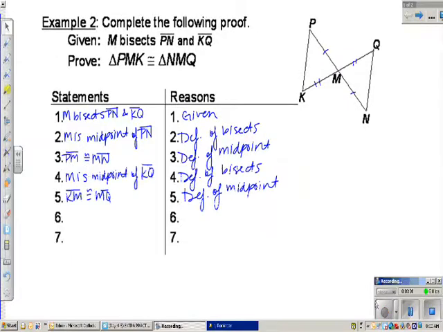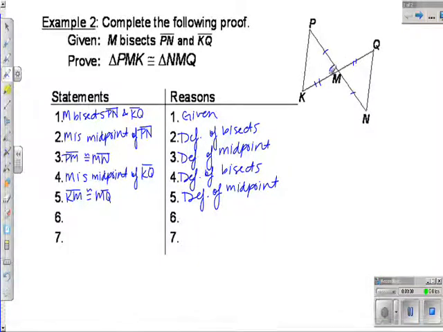At this point, our givens don't tell us anything else, so now you have to go and look at the picture. Well, if we look at the picture, I can see that I have vertical angles right here. Well, we know vertical angles are always congruent, so I'm going to go ahead and say angle PMK is congruent to angle NMQ. And notice PM is the same length as NM, so I put those in the same spot. And the reason is vertical angles are congruent.